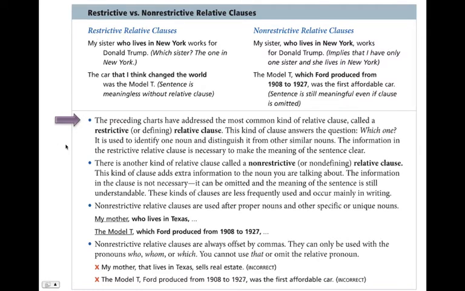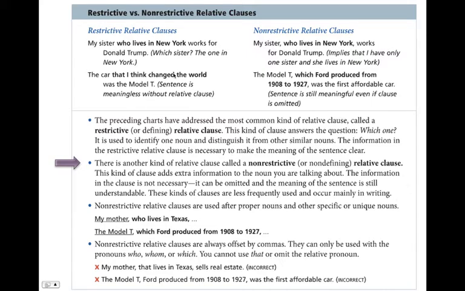It has no commas. There's another kind of relative clause called a non-restrictive or non-defining or non-essential relative clause. This kind of clause adds extra information to the noun you're talking about, but the information in the clause is not necessary. It's not essential. It can be omitted, and the meaning of the sentence is still understandable. These kinds of clauses are less frequently used and occur mainly in writing.